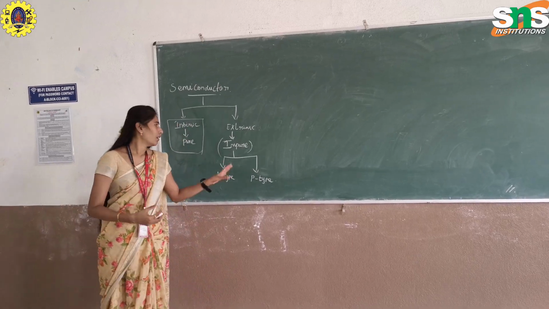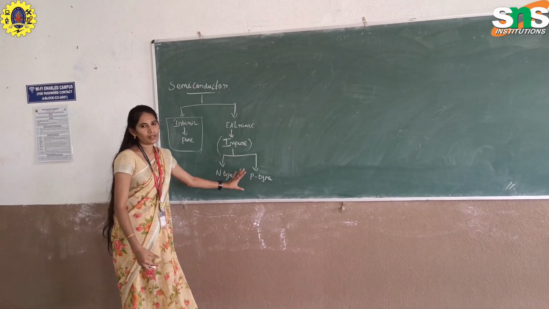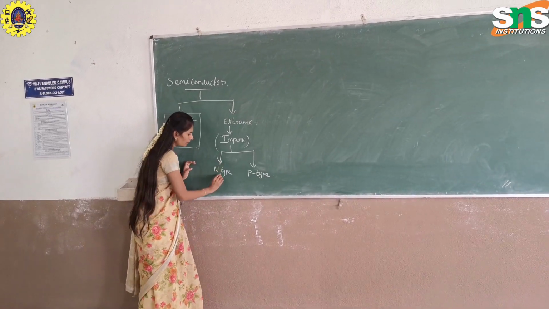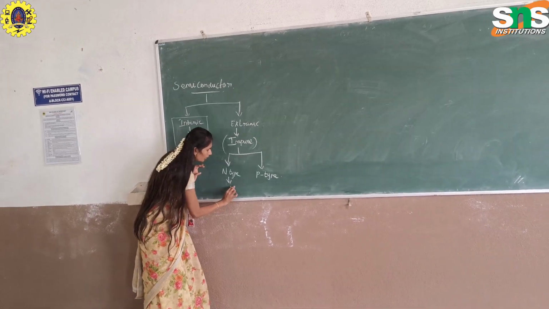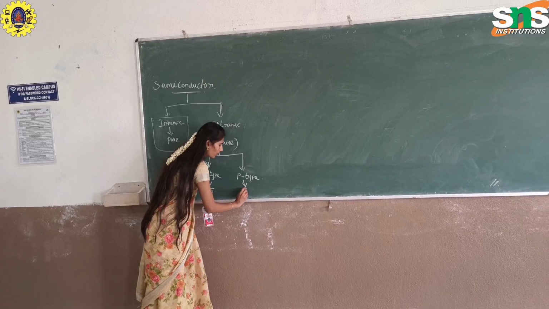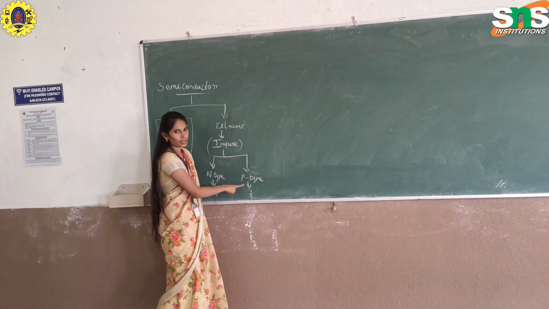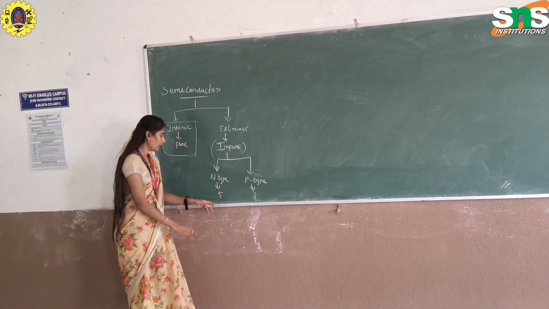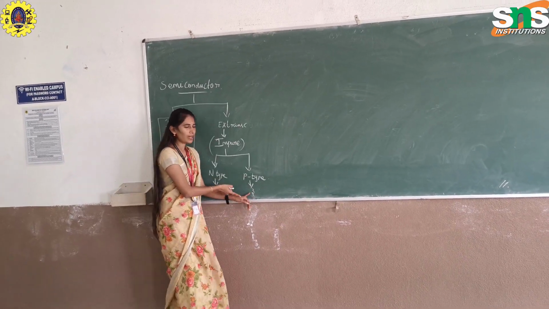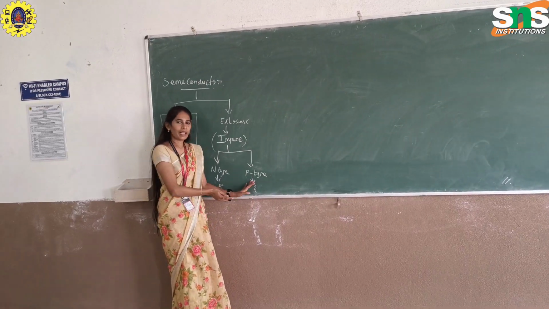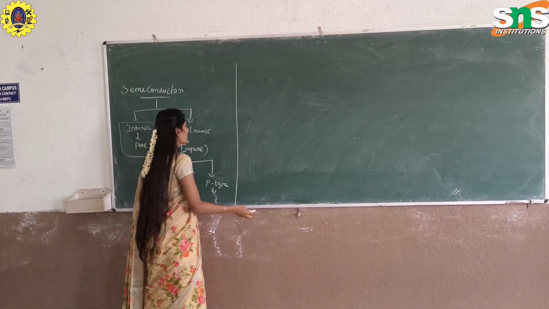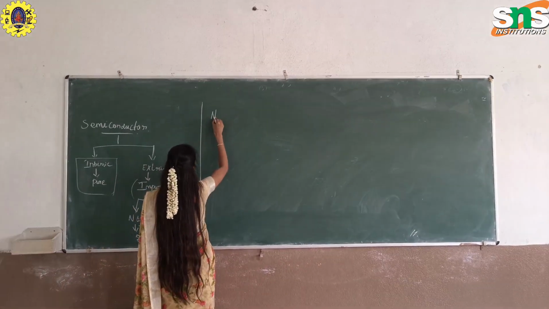How do we classify N-type and P-type? Based on impurity. In an N-type semiconductor, pentavalent impurity with 5 valence electrons is present. In a P-type semiconductor, 3 valence electrons are present. So 5 valence electrons means N-type, and 3 valence electrons means P-type semiconductor.